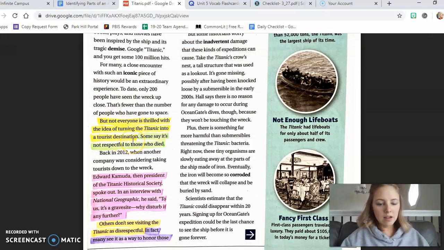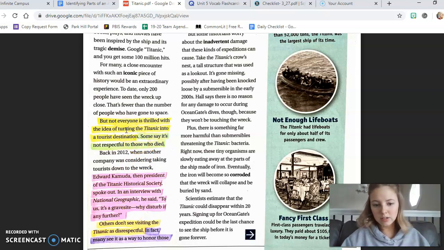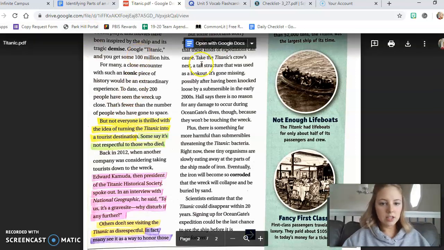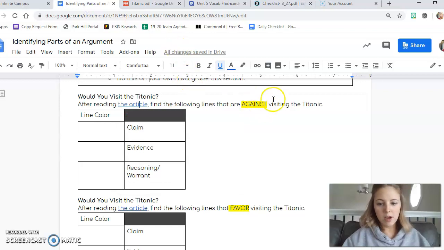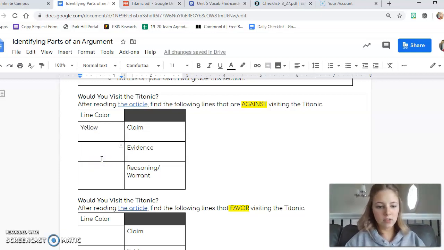So this sentence spurs off into a longer piece of information about why people don't want it turned into a tourist destination. We can feel pretty good here that at the beginning they're asserting this position of why people don't want the Titanic turned into a tourist destination. So this is probably our claim for the opposing side, or why they're against it. So next to claim, we're going to write yellow, because that was the color highlighted for the claim for this side.